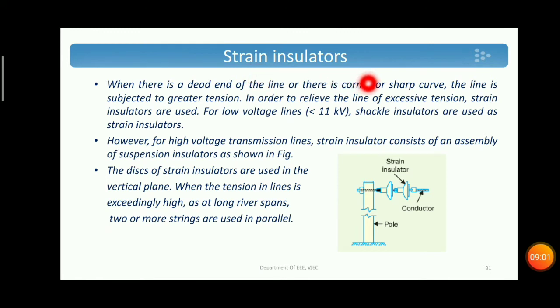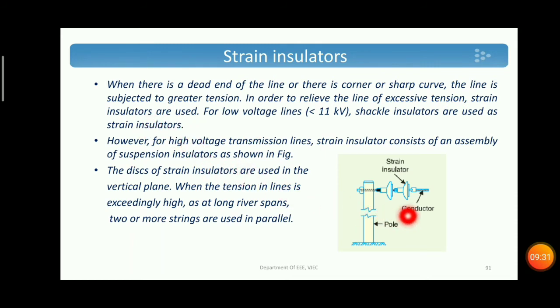Next is the strain insulator. When there is a dead end, or a line where there is a corner or sharp curve, the line is subjected to greater tension, like in a corner or a sharp end, or while it is crossing a river, the span will be very large. In those cases, the tension on the conductor will be very large. In order to relieve this excessive tension, strain insulators are used.